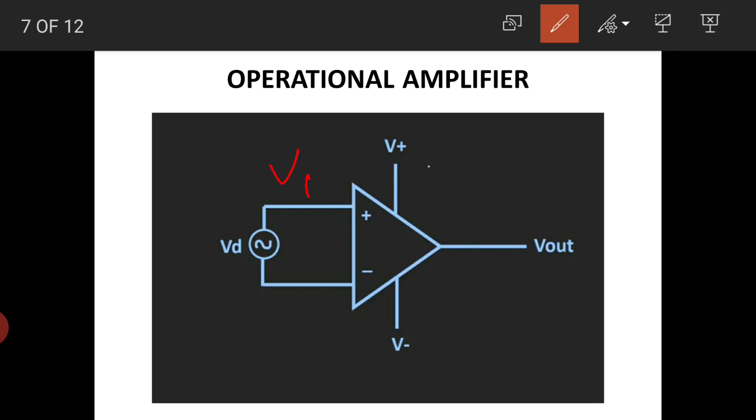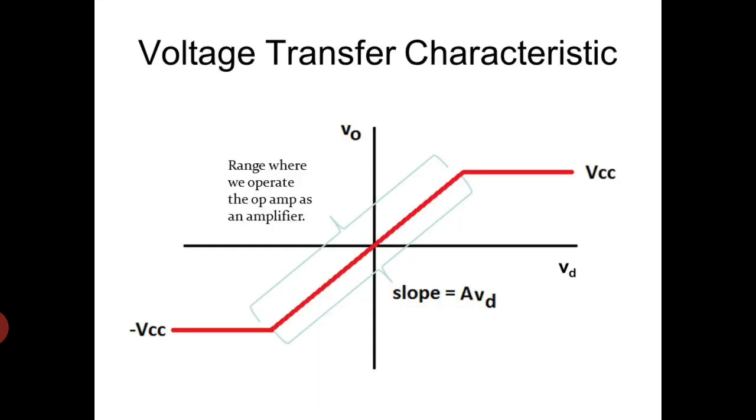If V1 and V2 are both present, then Vd will be the difference of the voltages, V1 minus V2. So the output obtained here will be equal to A into Vd. Let us understand the voltage transfer characteristics of the operational amplifier.